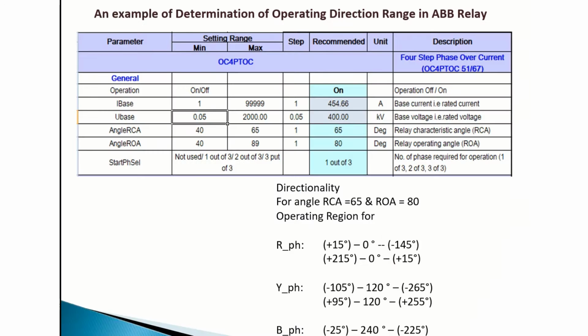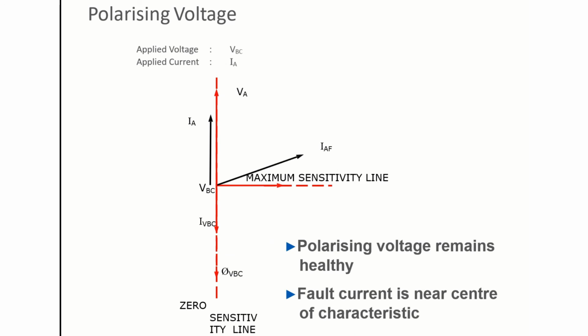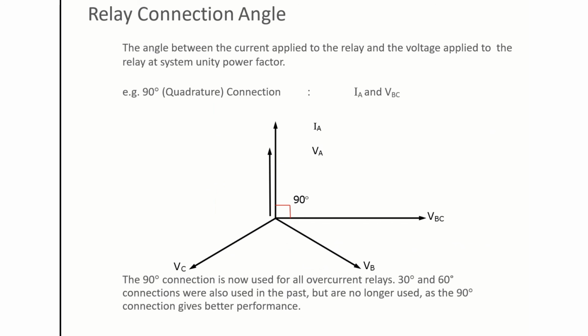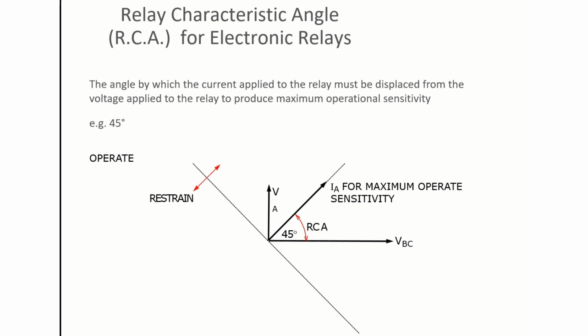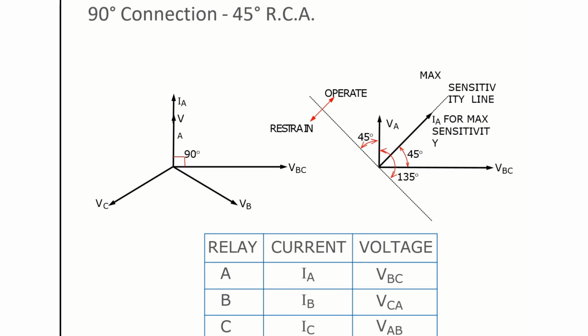In this session, we have only discussed some of the basic concepts of RCA, ROA, and polarizing voltage. We have discussed how to determine the 90-degree connection, 30-degree connection, 60-degree, 45-degree RCA, etc. The polarizing voltage, I have already told you, could be the quadrature voltage, could be the same phase voltage, it could be the positive sequence voltage, positive sequence line to line voltage, and different manufacturers use different types of voltages that we will see from our next session onwards when we discuss the particular relays of a particular vendor.